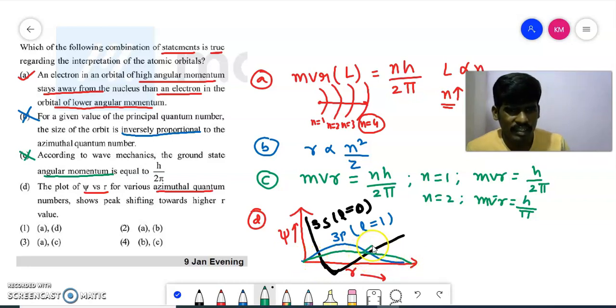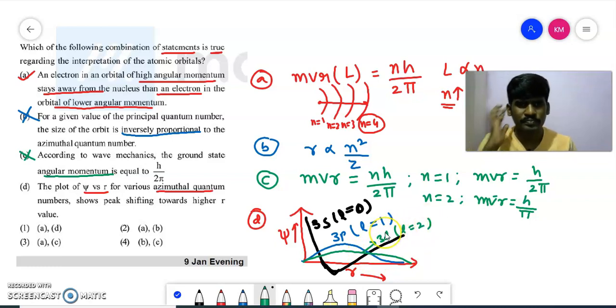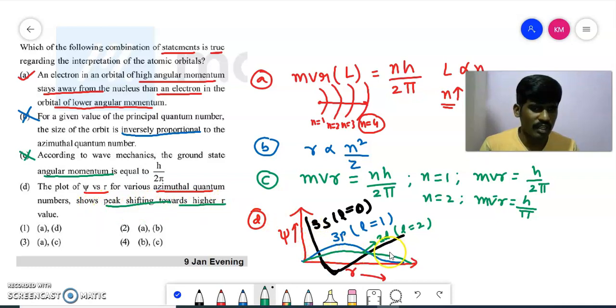So as the L value increases, if you observe psi versus R, the azimuthal quantum number shows a peak shifting towards the higher R value. Obviously it is showing a higher R value from 3s to 3p, 3p to 3d. So this statement is correct. There are two correct statements here, A and D. So option 1 is the correct answer for this.